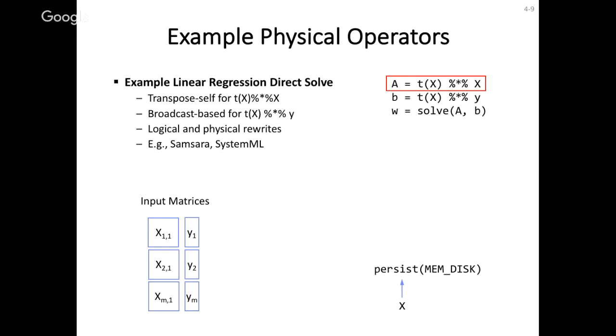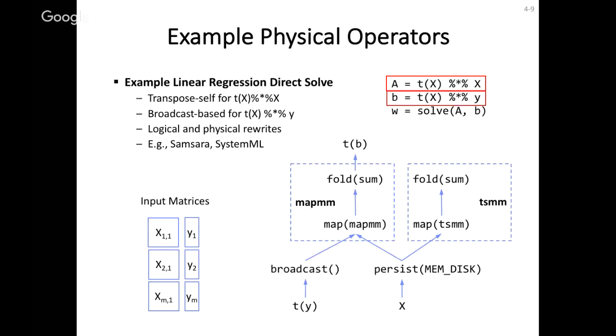Now, an initial step is on the first operation over x, we essentially bring it into aggregate memory. So we persist it into a certain storage level. Subsequently, we compile a physical operator for this transpose self, which essentially does partial aggregations, and there's a final fold for the final aggregate of the final sum of those small matrices.